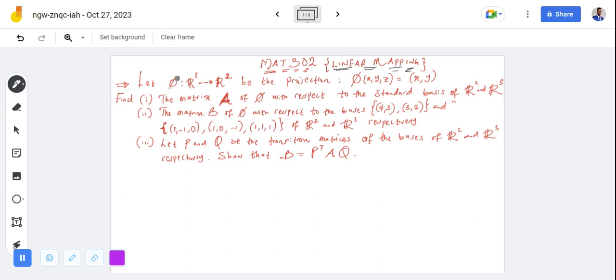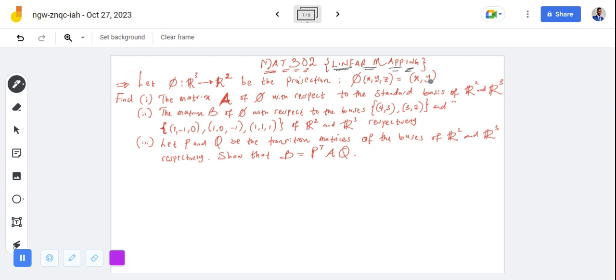Let's say we have a linear map phi from a three-dimensional vector space R3 to a two-dimensional vector space R2. Let this be the projection defined by this expression here: phi of (x, y, z) equals (x, y). I think we don't have any issue here. Unlike the other one that was x plus y plus z, and y plus z for the previous example, in this case we have just x comma y.